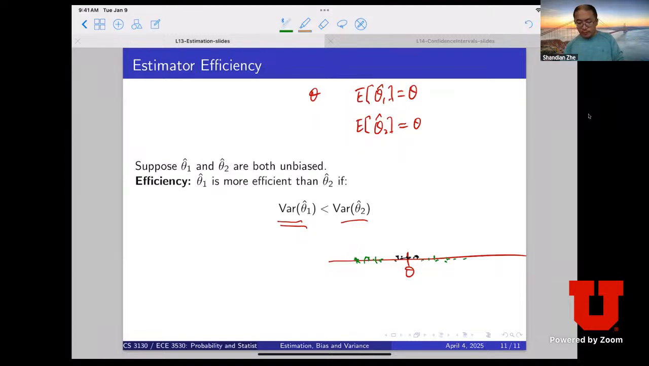Then we say theta 1 hat is more efficient than theta 2 hat. Why? Because it indicates that on average, theta 1 hat is closer to the ground truth than theta 2 hat. That's why people call it more efficient. Question?